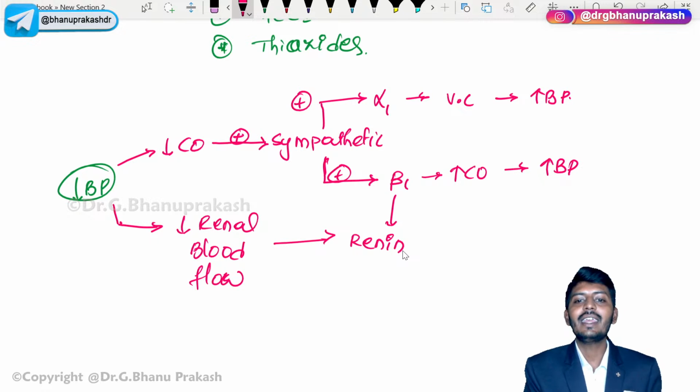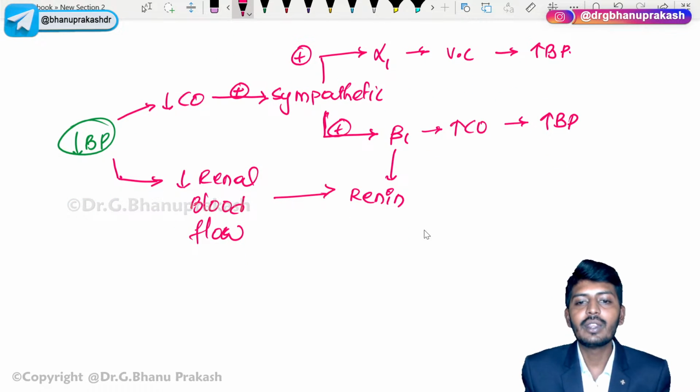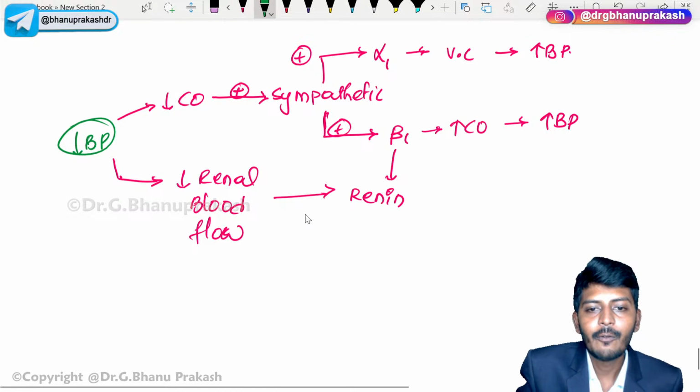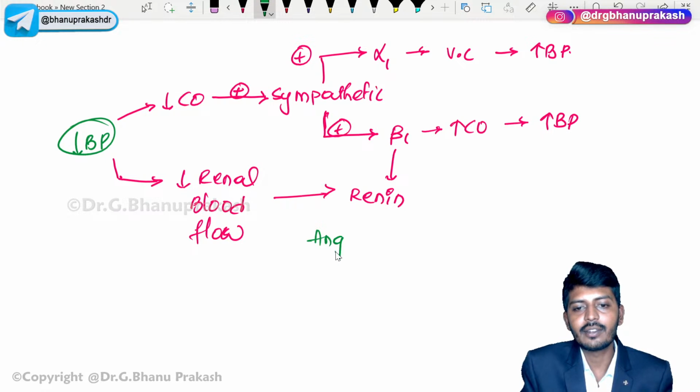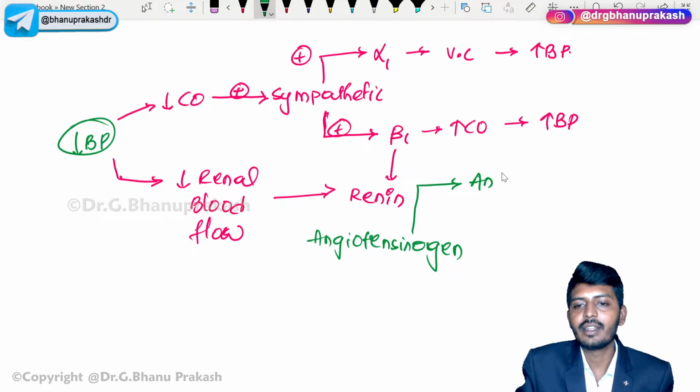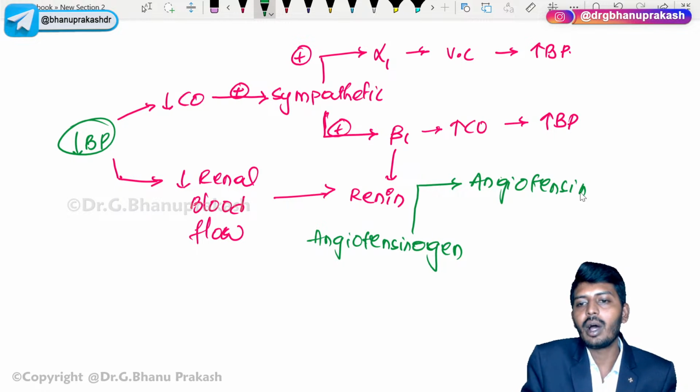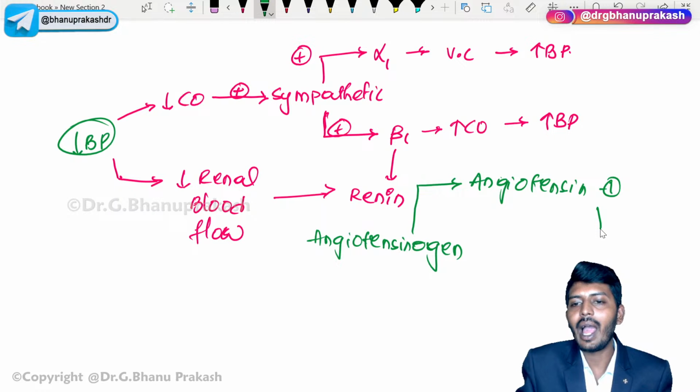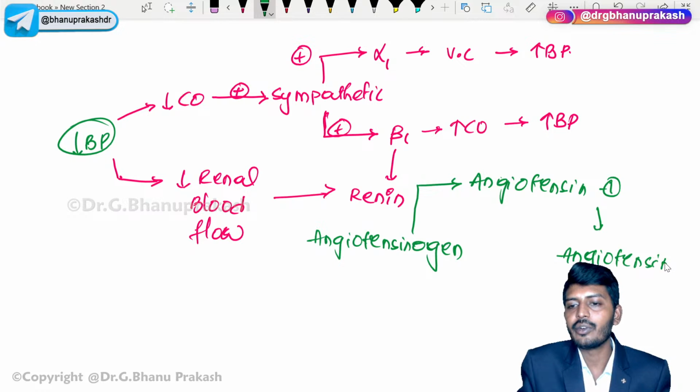They will cause what release? Renin release. So this renin, whatever is released, will convert angiotensinogen into angiotensin 1. Yes, angiotensinogen will get converted into angiotensin 1. So this angiotensin 1 will get converted into angiotensin 2.